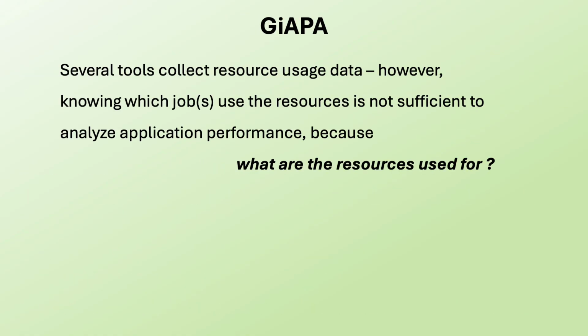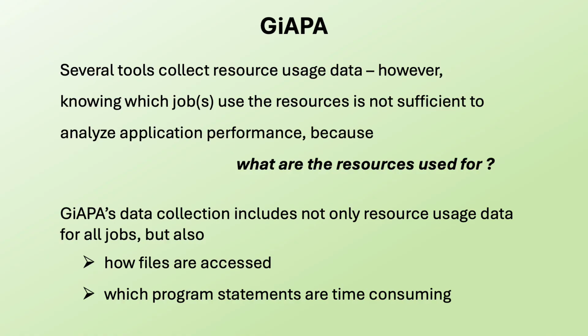Several powerful tools offer resource usage data collection. However, this is not enough to see where the resources are spent. When collecting data for all jobs in 15-second intervals, most jobs show no activity since the previous interval. For jobs having used at least 4% CPU during the last 15 seconds, GiAPA also collects data documenting the activity of the job.